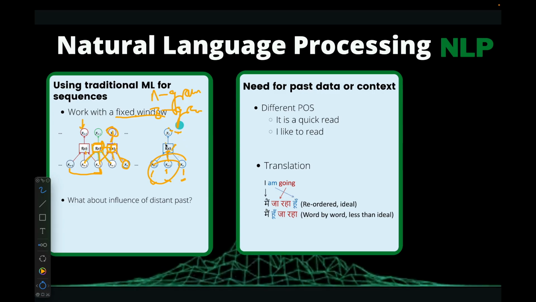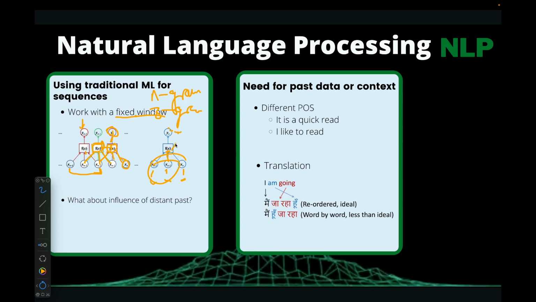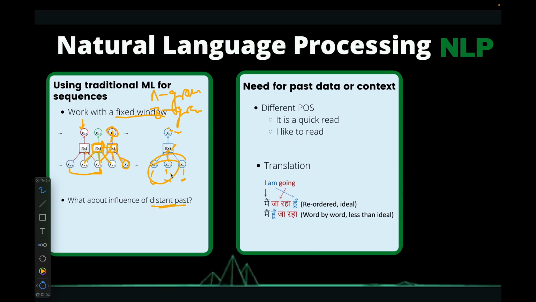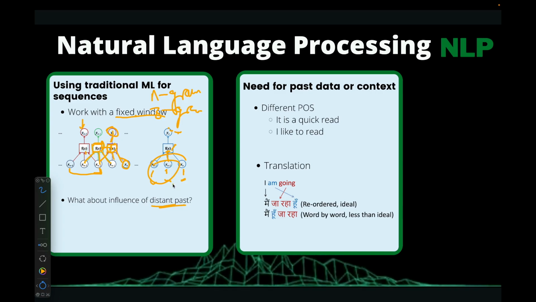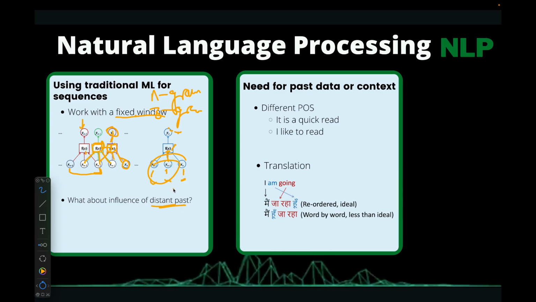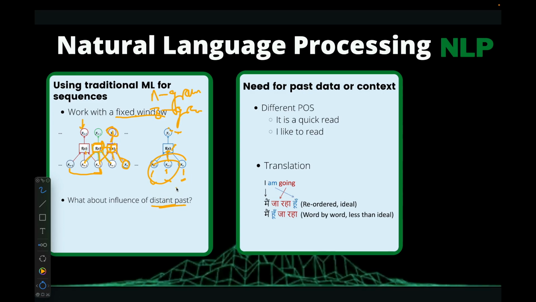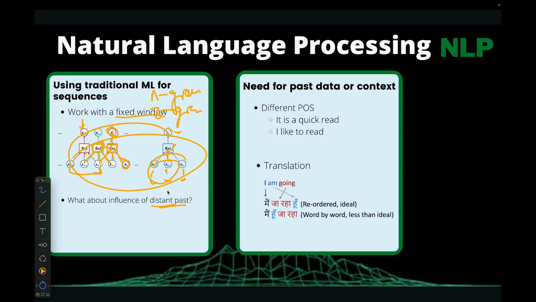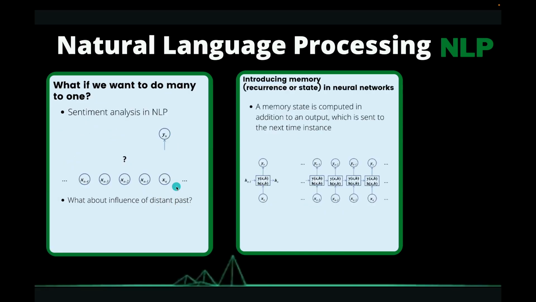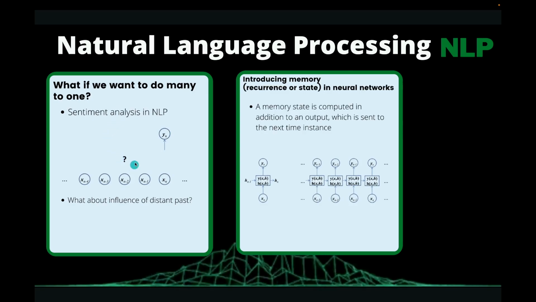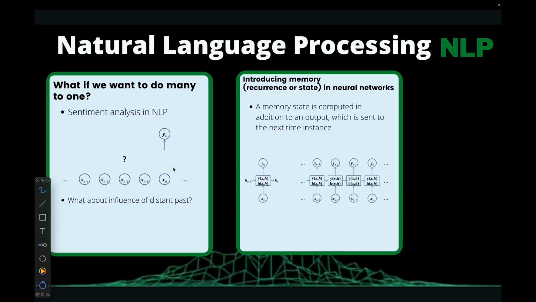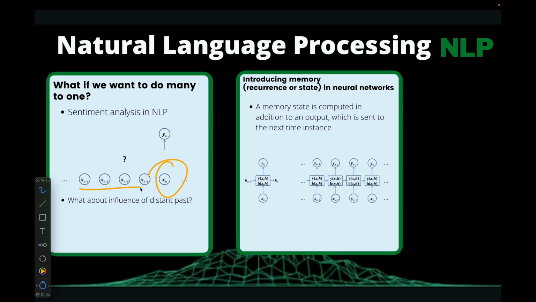Something like that. This is okay, but what about when we're talking about distance past? What about maybe the first paragraph, or the first 2 paragraphs, or the first 3 paragraphs, or maybe the last paragraph, or maybe last year's data, last 5 years' data, last 10 years' data? In that case, this kind of strategy will not be sufficient. If you want to do sentiment analysis, for instance, we can say that what the person said before the last word is going to be very important.